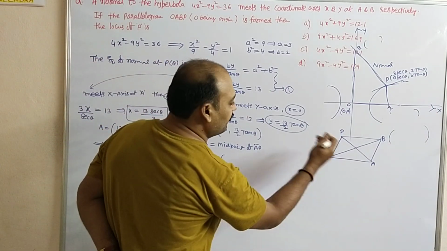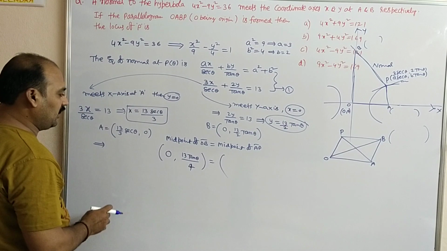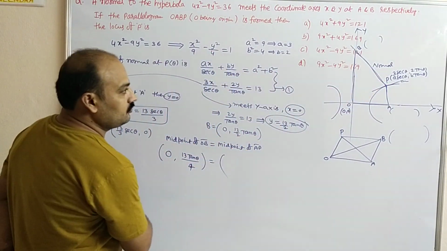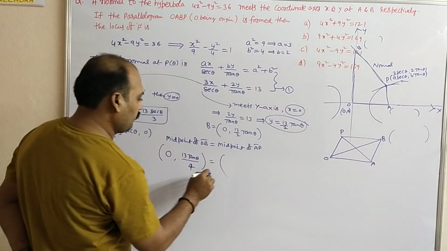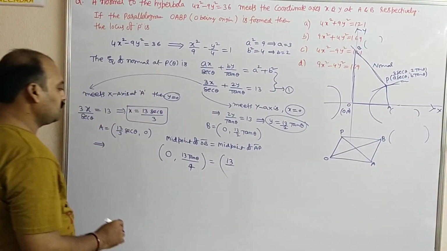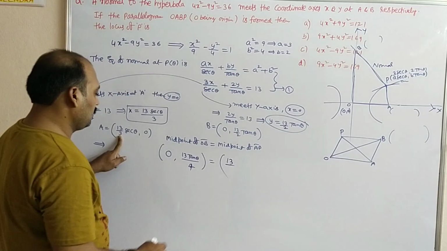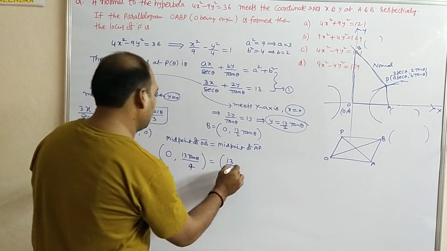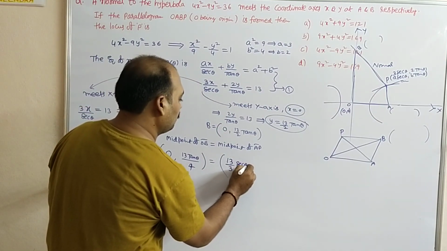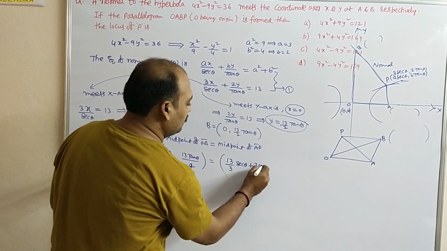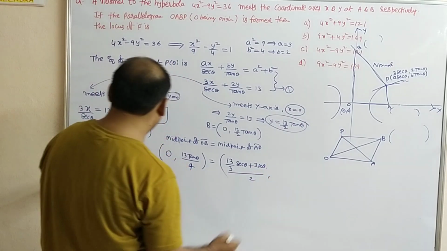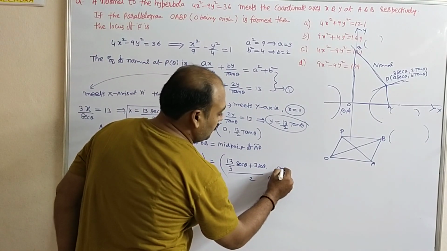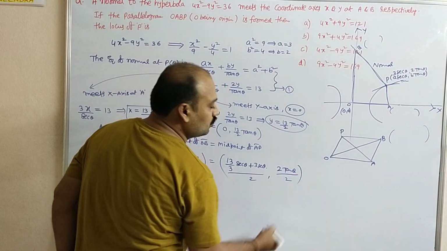Next, the midpoint of AP. What is the midpoint of AP? This one is A, and P point is this one. So 13 by 3 secant theta plus 3 secant theta by 2 comma y plus 2 tan theta by 2.